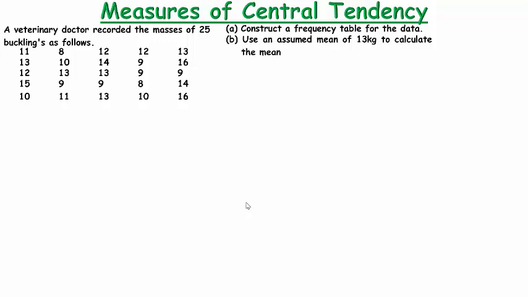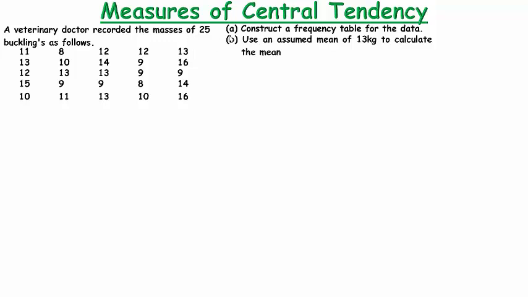I'll read it out. The problem states that a veterinary doctor recorded the masses of 25 bucklings as follows: 11, 13, 12, 15, 10, 8, 10, 13, 9, 11, 12, 14, 13, 9, 13, 12, 9, 9, 8, 10, 13, 16, 9, 14, and 16 kilograms. These were the values recorded by the veterinary doctor for 25 bucklings.